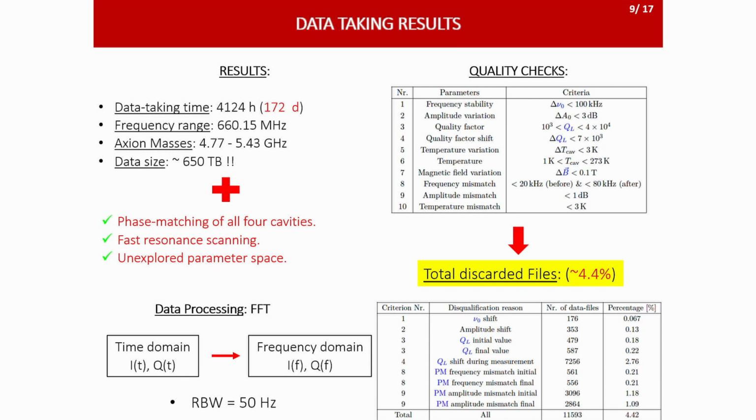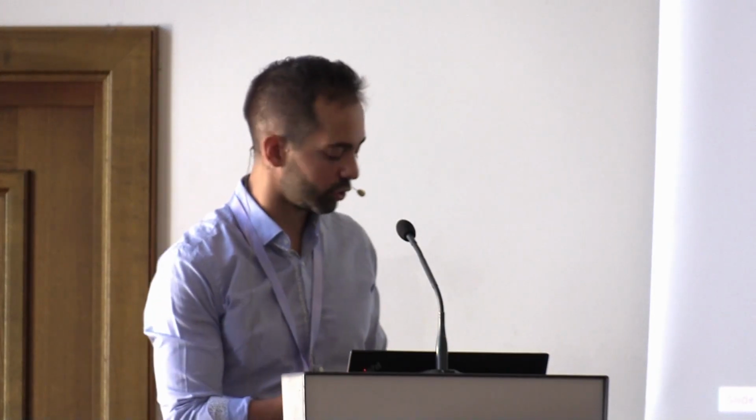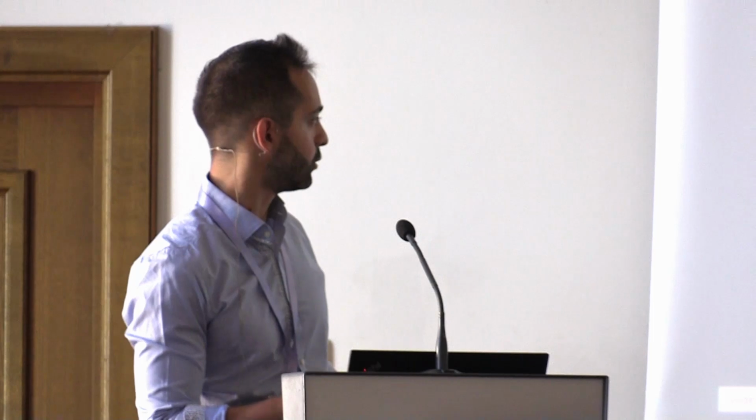We also had to do some quality checks in the data that we take in order to make them free from unwanted effects, such as mechanical vibrations, which unfortunately we could not avoid in such environments as CAST, which is noisy. So we applied some quality checks in our data, and we have excluded basically 4.4% of our data based on these effects. Then we record our data in the raw time domain.